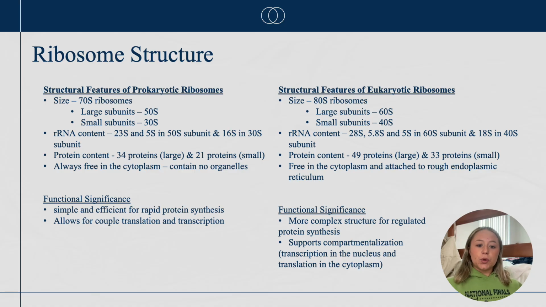Key differences between prokaryotic and eukaryotic ribosomes are their size. Prokaryotes are 70S, while eukaryotes are 80S. Eukaryotic ribosomes can be attached to the rough endoplasmic reticulum, while prokaryotic ribosomes cannot. And then gene expression is also different between the two. In prokaryotes, it is faster with simultaneous transcription and translation, while in eukaryotes, gene expression includes separate processes which allow for more regulation.